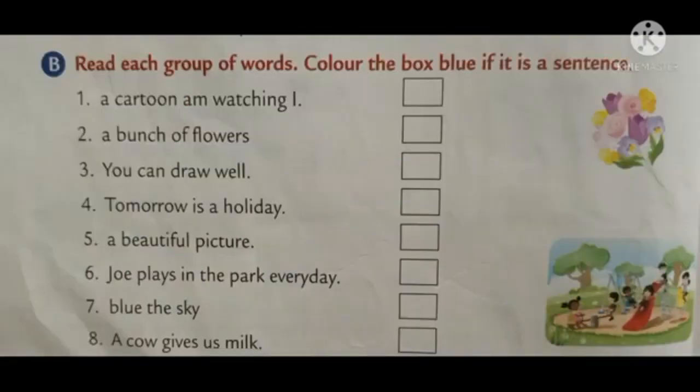Now, let's move towards exercise B. Read each group of words. Color the box blue if it is a sentence. So you have to read these groups of words, and if you see that it is a sentence, you have to color it. Okay? Now let's start.